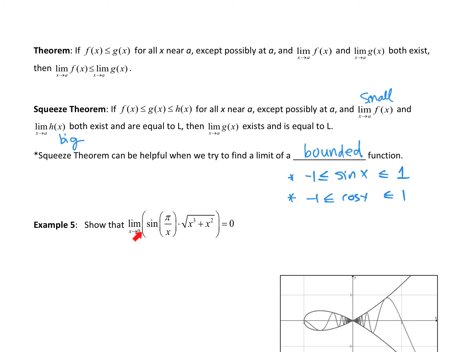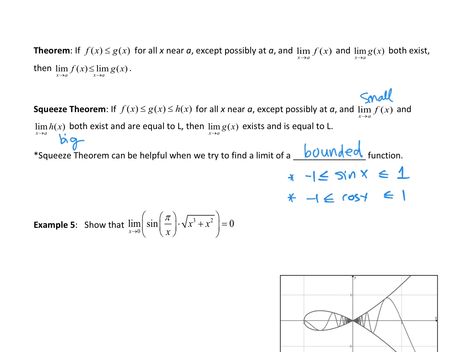My first instinct was to plug in 0, which is okay for the radical part, because radical of 0 cubed plus 0 squared will be radical 0, which is fine. But here, sine of pi over 0, well, pi over 0 is infinity, either positive or negative, so it doesn't exist. So sine of that doesn't exist, I don't know what that is. So 0 times a number will be 0, but 0 times something that doesn't exist, I don't know what it is. So as of now, I don't know if it's 0 or not.